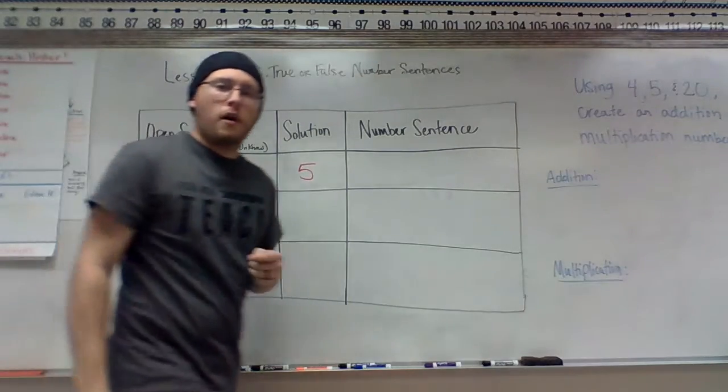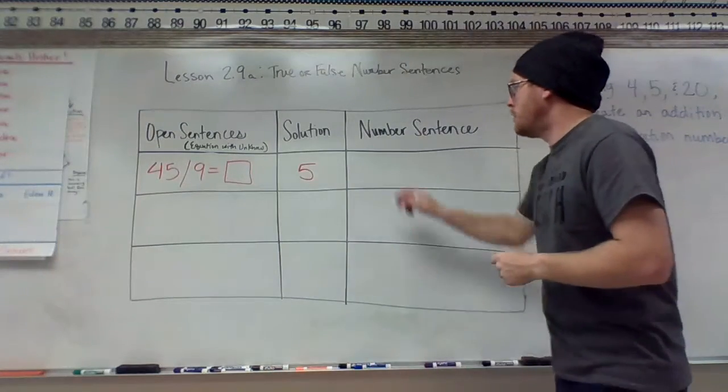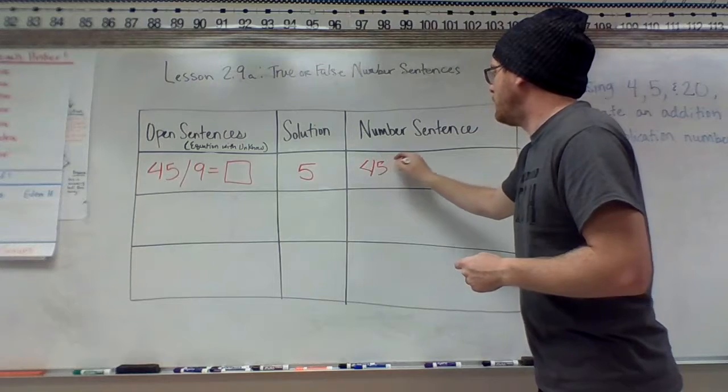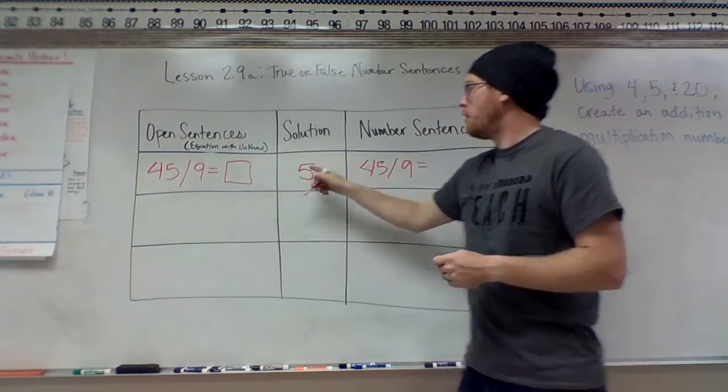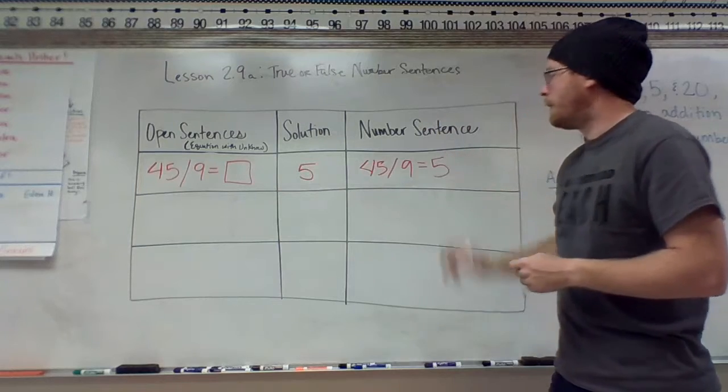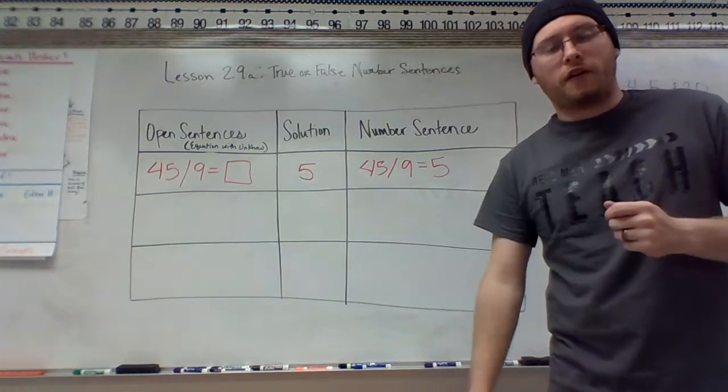Now that we have that, we're going to be writing our number sentence. 45 divided by 9 equals, replace this square with our answer, our solution, 5. There you go. You figured that one out.